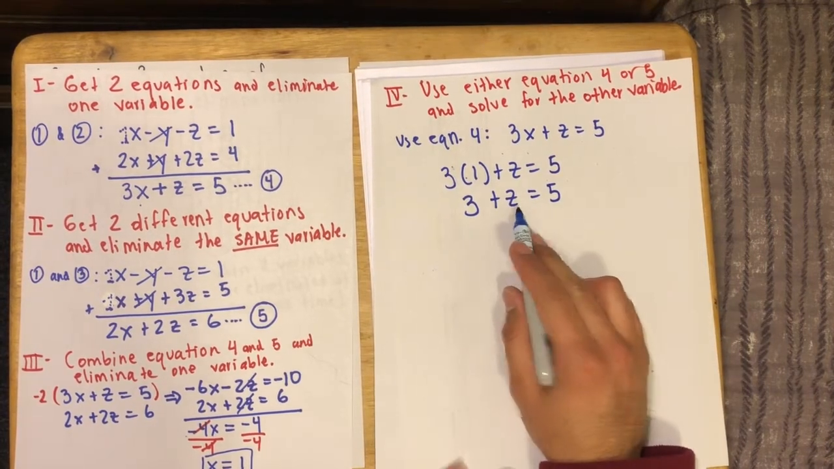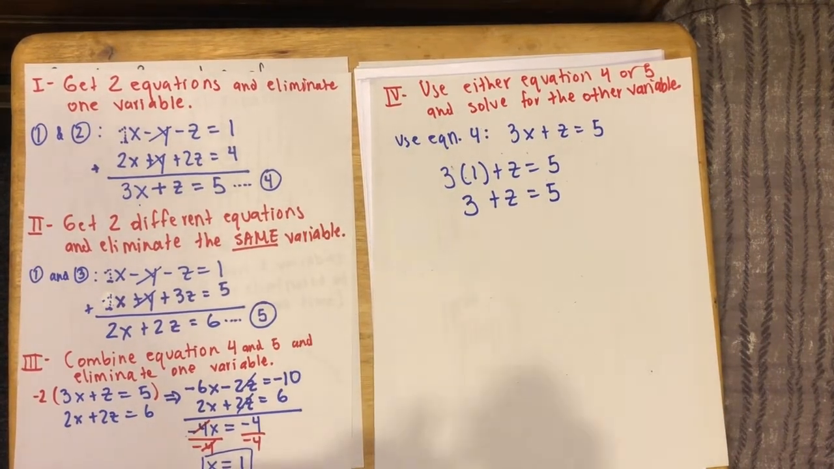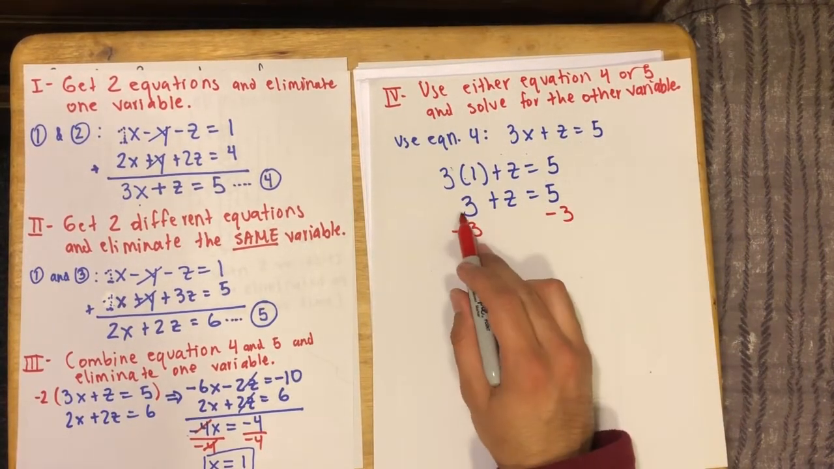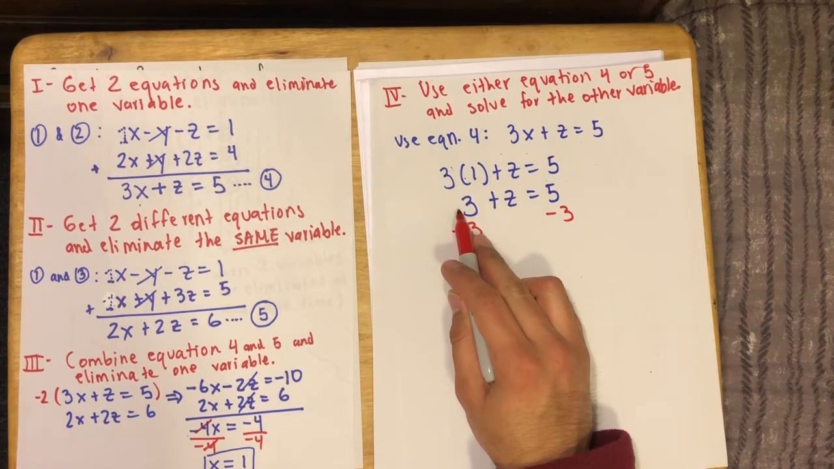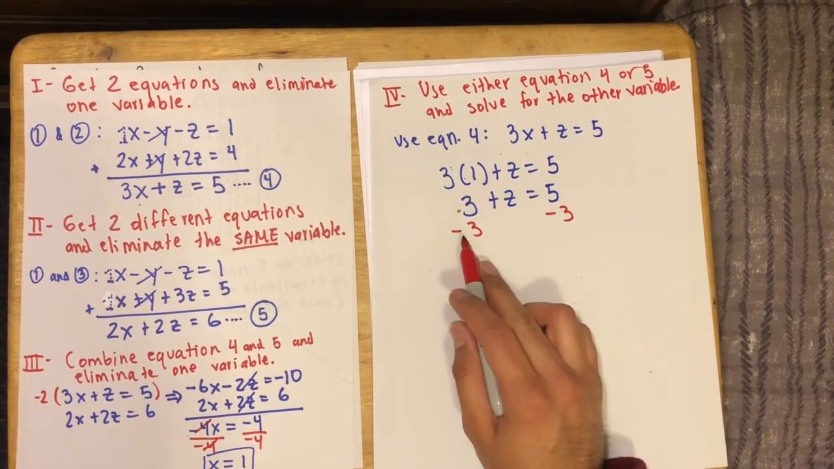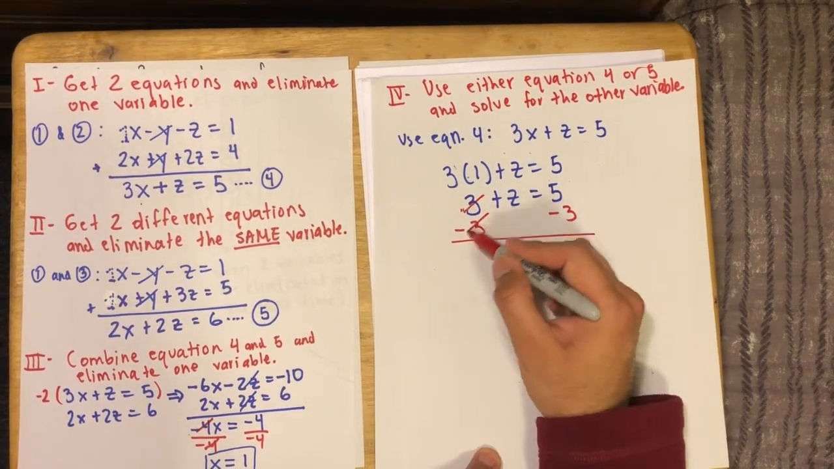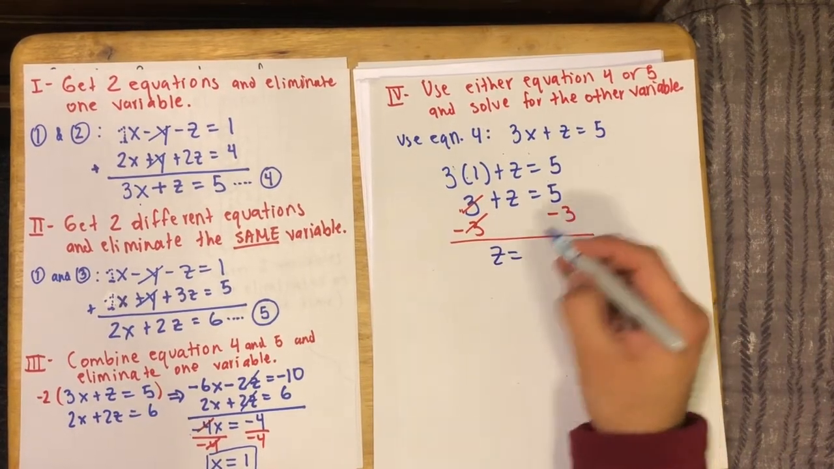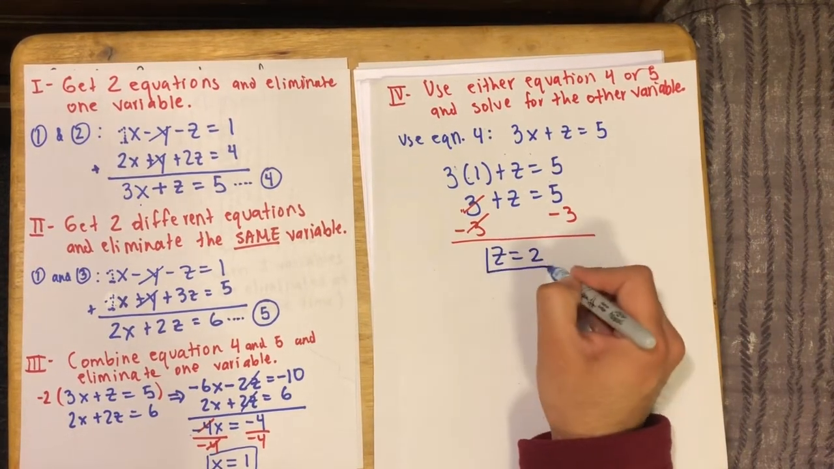So now solving for z, all I have to do is move that 3 to the other side. Notice this 3 doesn't have a sign here, so automatically it is positive. So to move it to the other side, it will be minus, which is the opposite, okay? So minus 3, both sides, so that cancels. And I'm left with z equals 5 minus 3. That will give me 2.